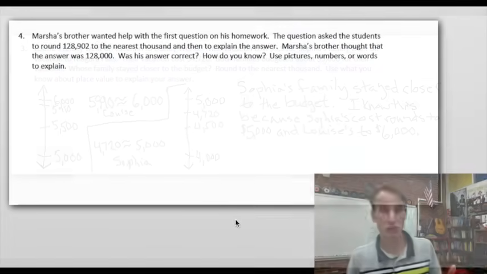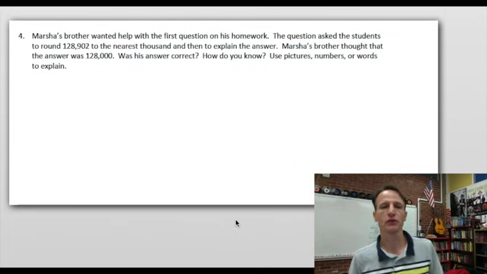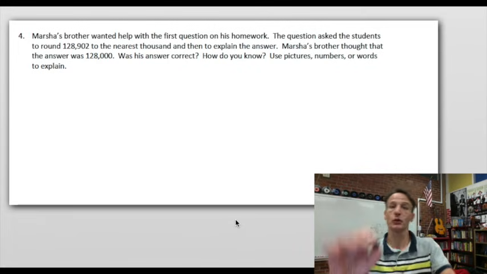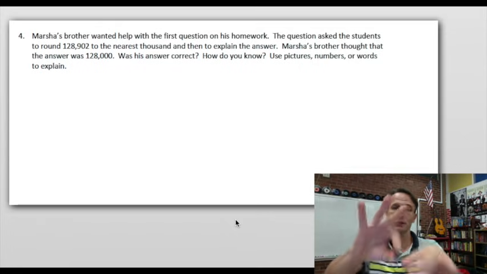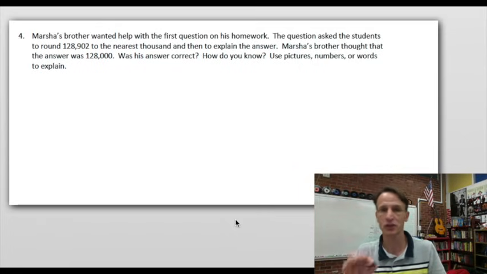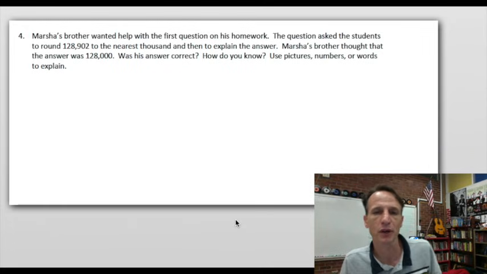Moving on. This question involves a time warp double reality. So Marsha's brother, number 4 here, wanted help with the first question on his homework. So we have a question about helping with math homework. Whoa, dude. Marsha's brother wanted help with the first question on his homework.